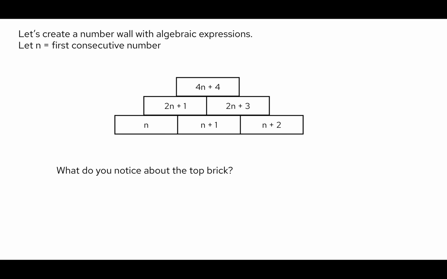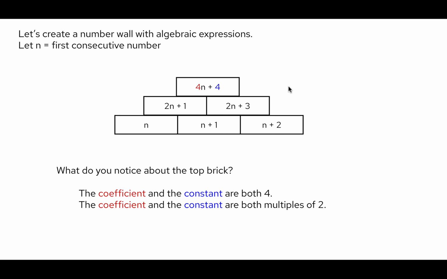So what do you notice about the top brick? Well, I noticed that the coefficient, that's the number in front of the variable, and the constant, the number that's just a number, are both 4. I also noticed that the coefficient and the constant are both multiples of 2.